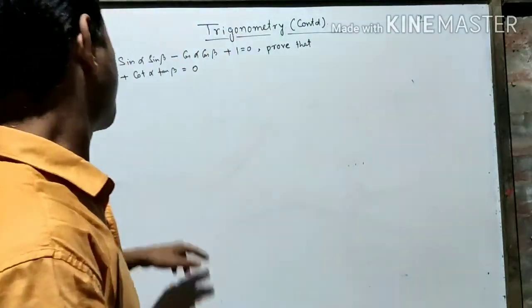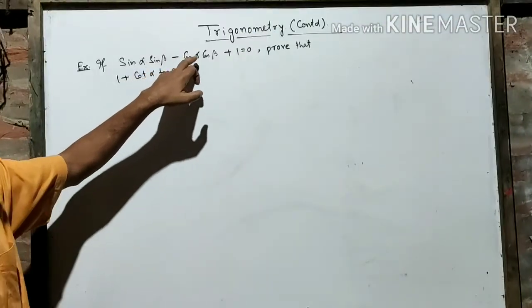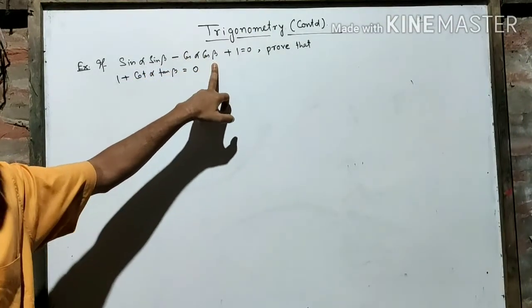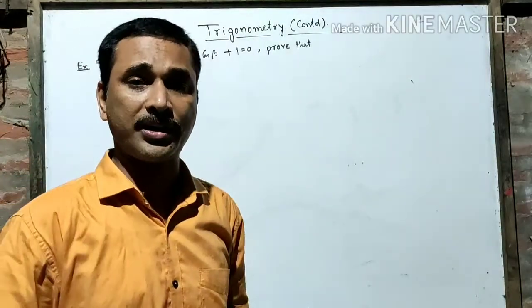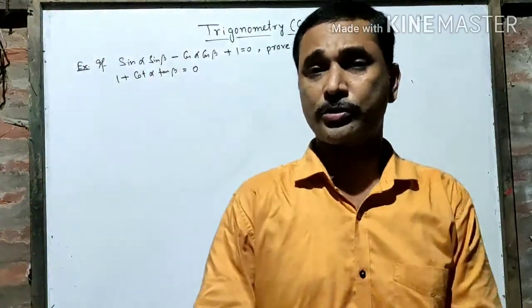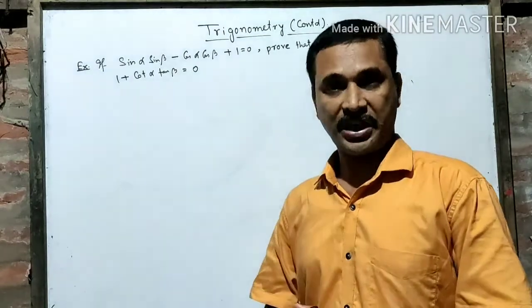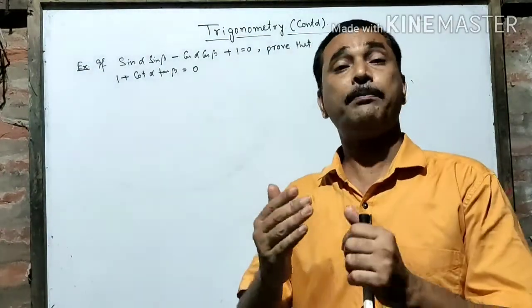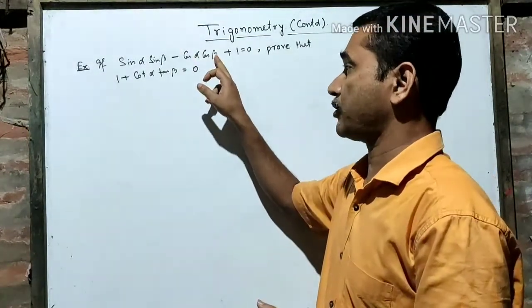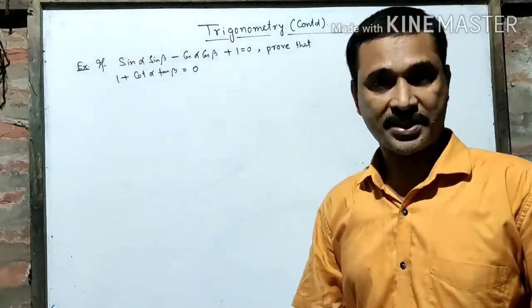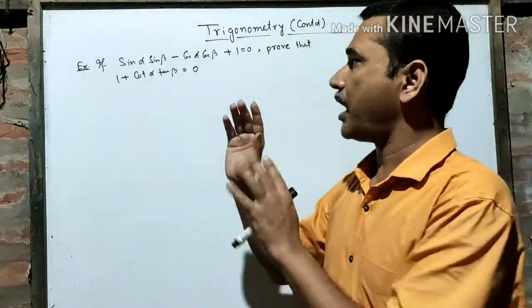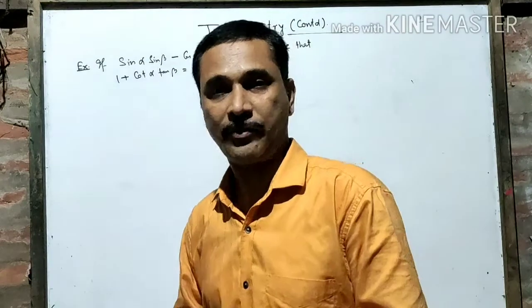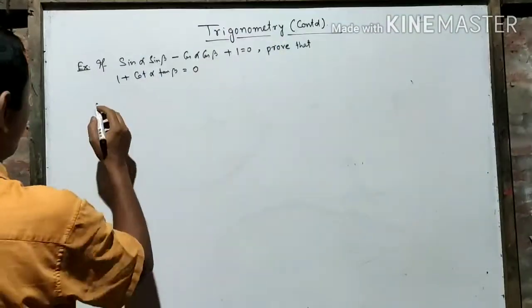Here you see sin alpha sin beta, cos alpha cos beta. Can you remember where you find these quantities? In which formula do you get these four terms? Yes, cos of alpha plus beta is equal to cos alpha cos beta minus sin alpha sin beta. So somehow we have to arrange cos of alpha plus beta. Okay, let's start from here.